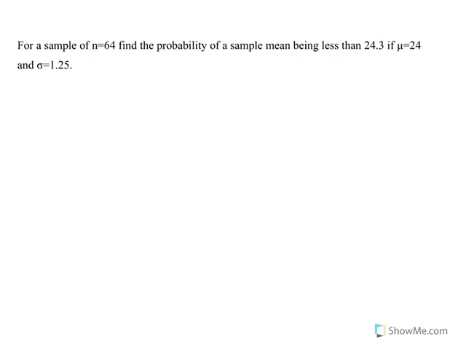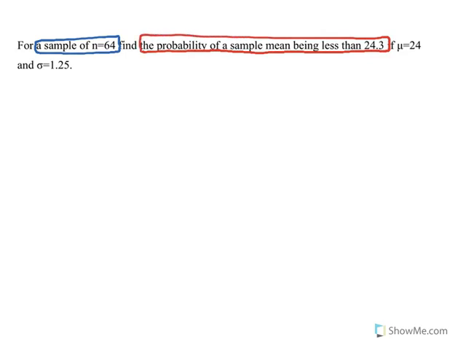Okay, in this question we have a sample of 64, anything, people or something, but we know that the sample size is 64 and we need to find the probability of a sample mean being less than 24.3. Okay, but notice that it's for a sample mean. So this is the X bar for the sample that has 64 elements.